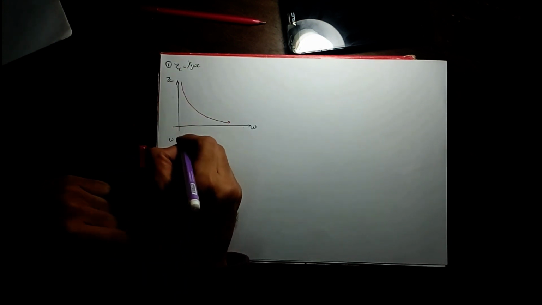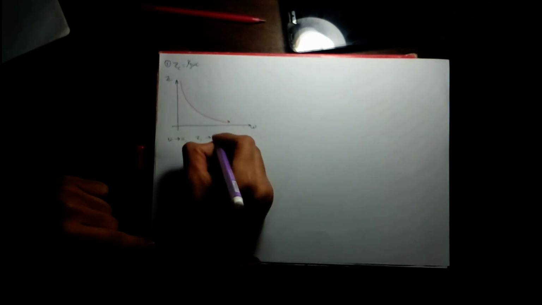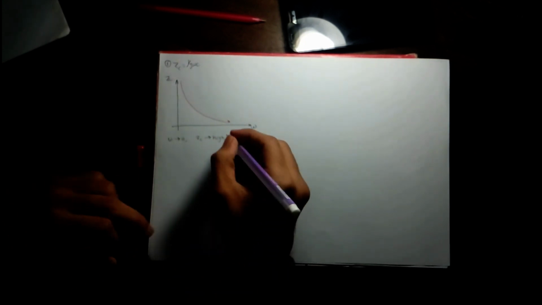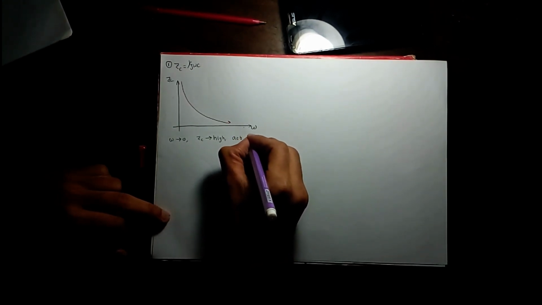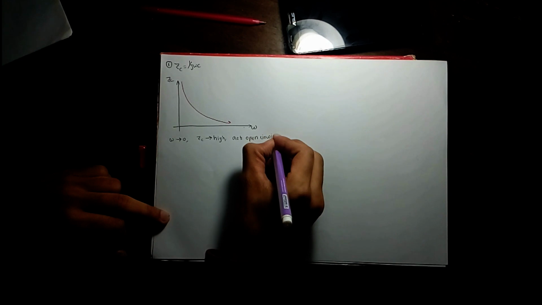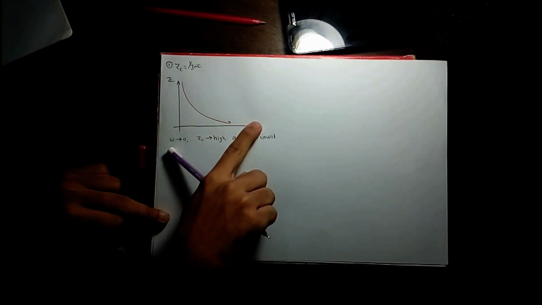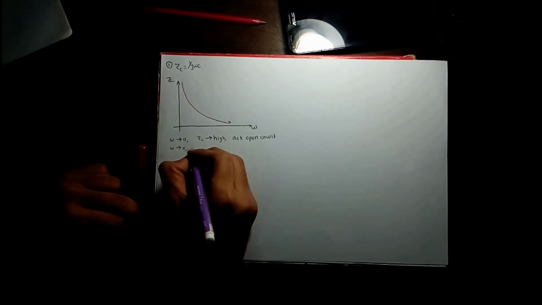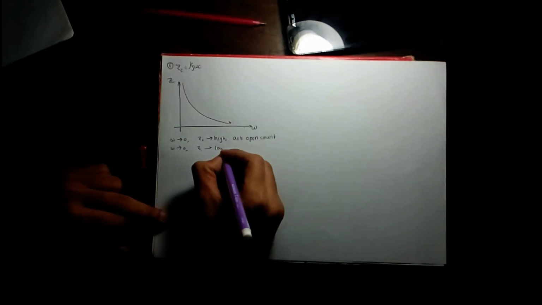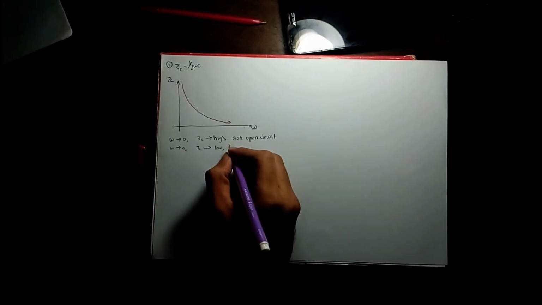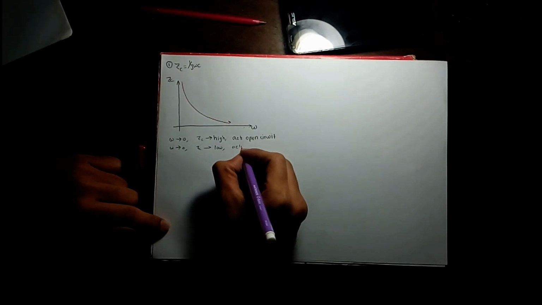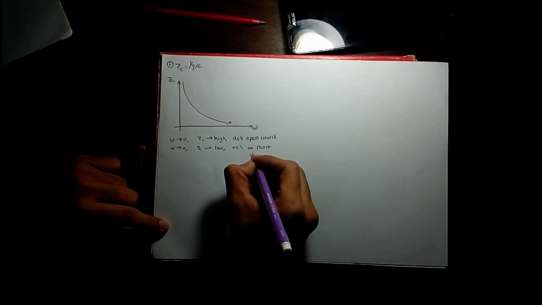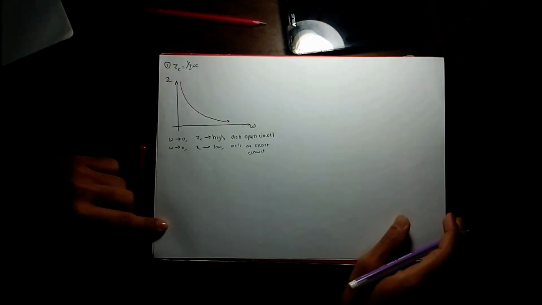So what do you see in here? You see that when omega is very low, impedance of the capacitor is very high. So omega tends to 0, ZC is very high, and if impedance is very high, it acts as open circuit. And when omega is very high, then ZC almost equals 0, or we can say it is very low. And when impedance is low, that branch acts as short circuit. So this is our first concept.